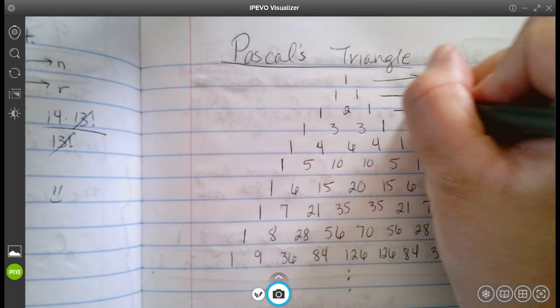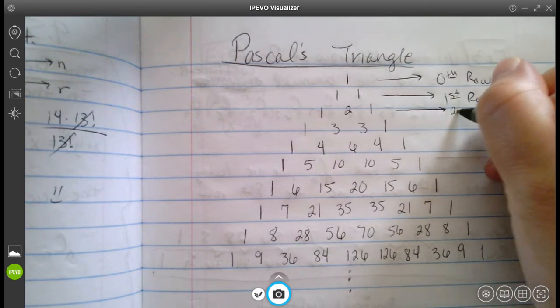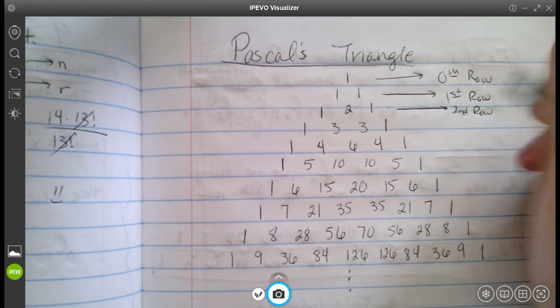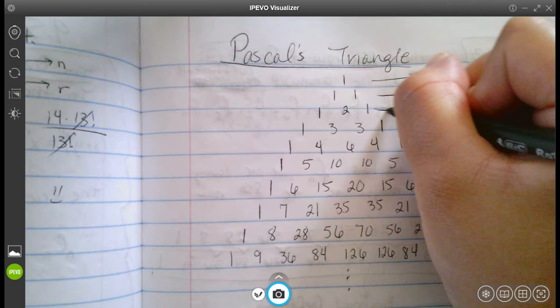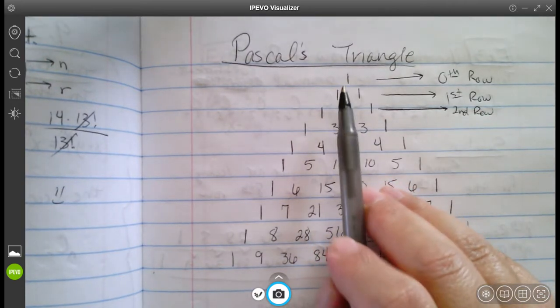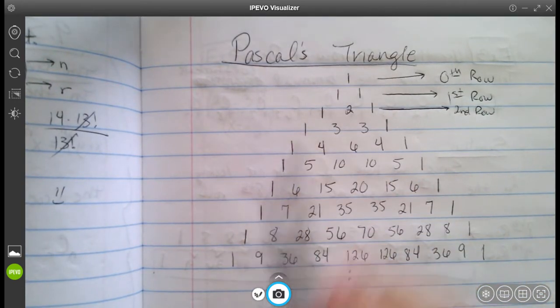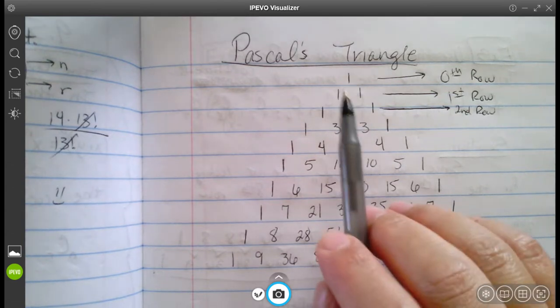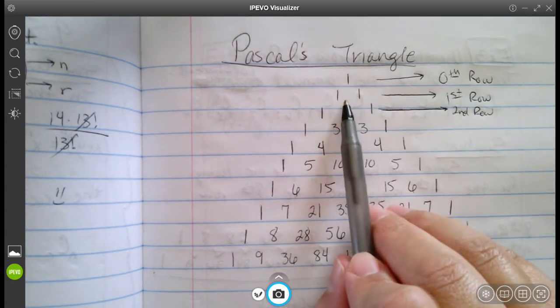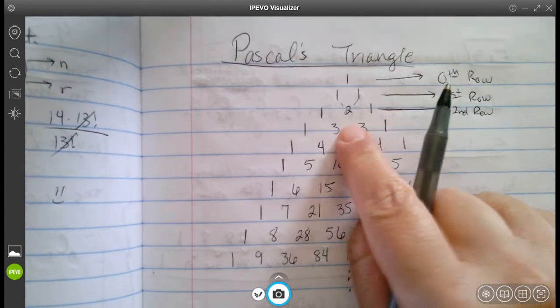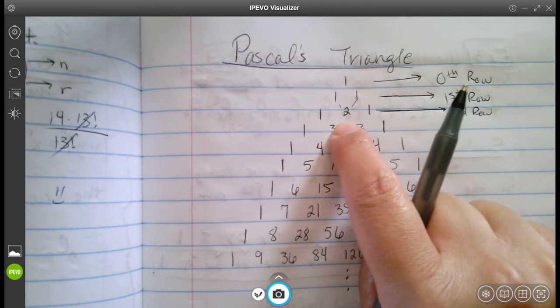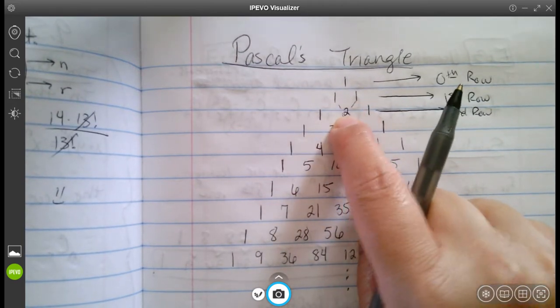The second row, which is right here, and I probably should have made this a little bit neater, the second row, this one, is basically going to be more 1s. So you'll notice that there's 1s on each side of the pyramid or triangle. And then these two together give me 2. So that's how you get the middle term. You just add these two together and that gives you 2.